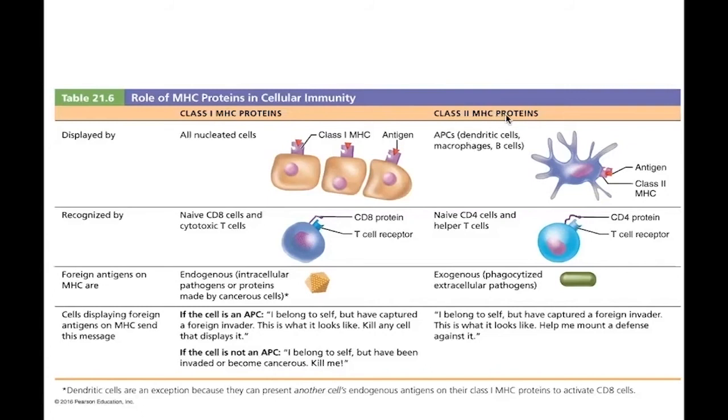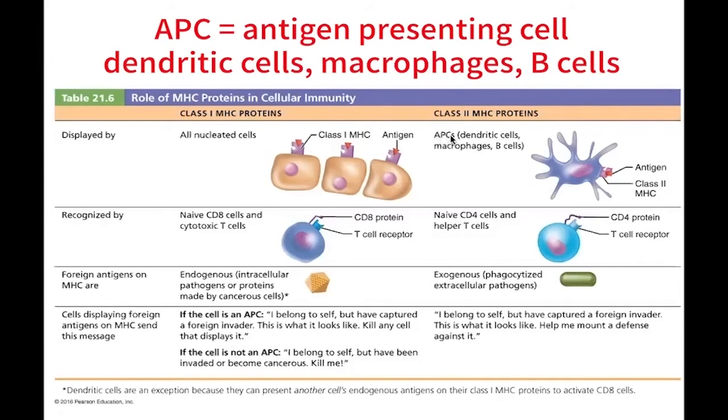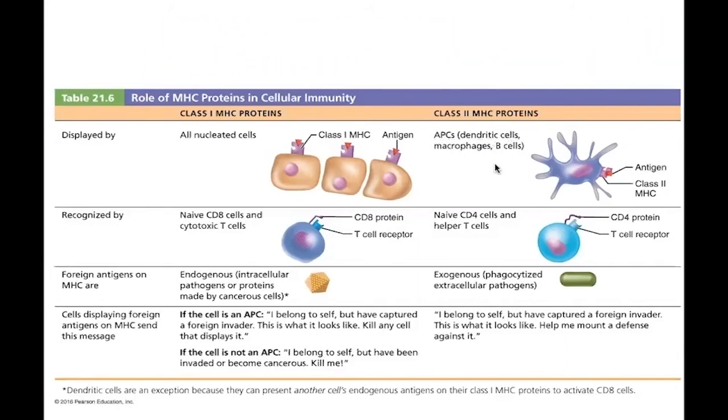Class 2 MHC proteins are going to be expressed on antigen presenting cells. That's what APC stands for, antigen presenting cells. These include dendritic cells and macrophages, and they will also be found on B cells, and I'll explain what that function will be a little bit later. And here's the antigen, the red structure on the MHC class 2, and that little pocket is where the CD4 protein is going to bind.